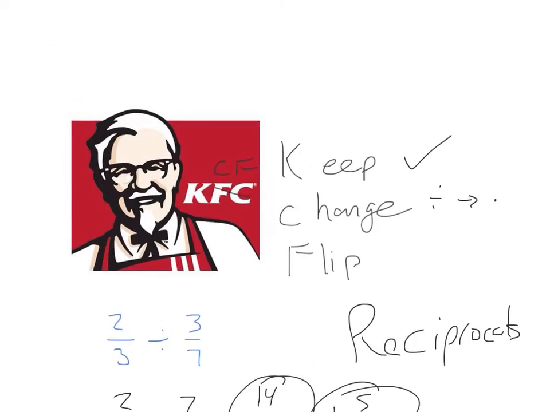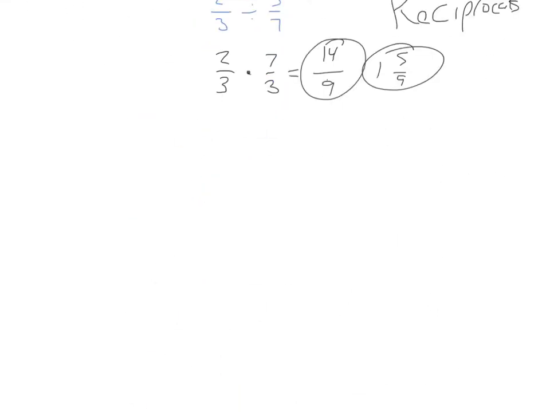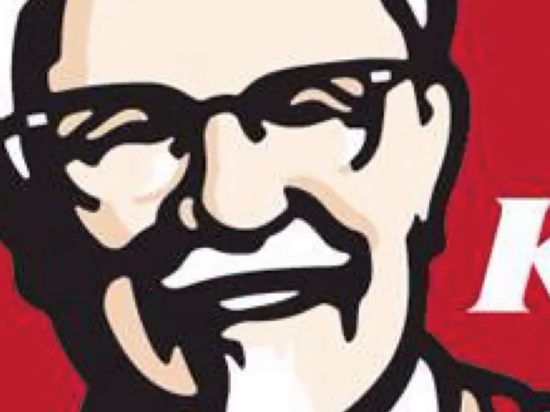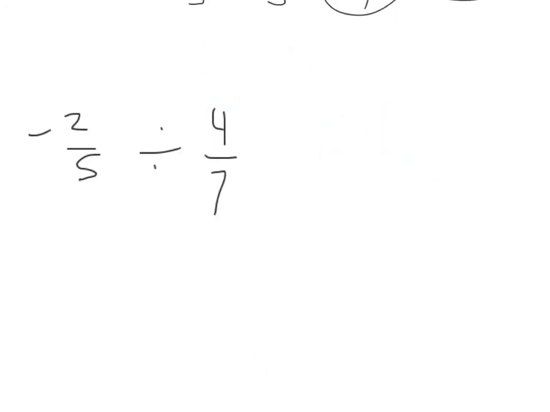So I want you to take a second and I want you to obey the kernel here on number 5. Okay, obey the kernel. And let's see, why don't you do negative 2/5 divided by 4/7. Pause it, try it, play it. Let's see what you do. All right, so dividing fractions, what do I do? Obey the kernel. Obey the kernel. All right, let's obey the kernel.